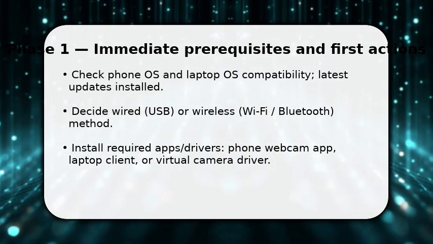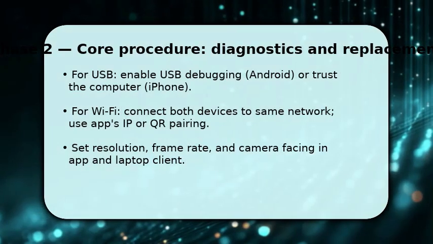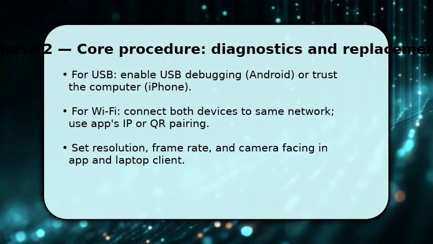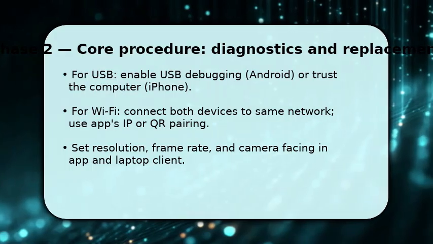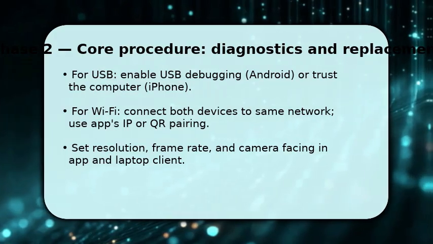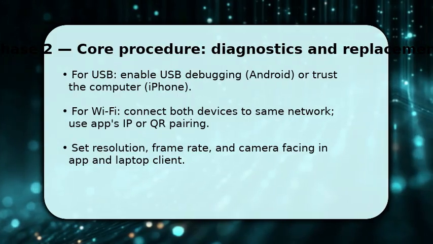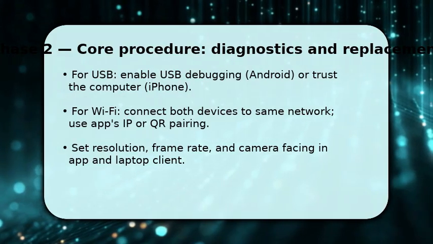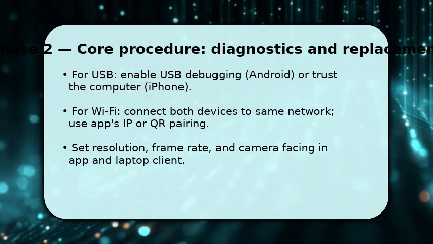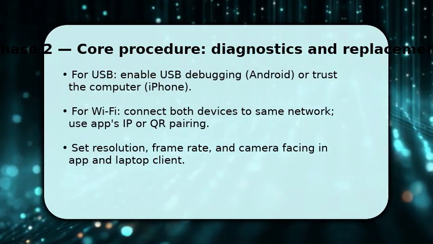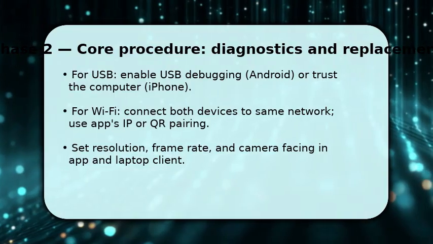Now you execute the connection. For USB, enable USB debugging on Android or Tap Trust on iPhone, then plug the cable in. For wireless, connect both devices to the same network, open the app, and pair via QR or displayed IP. This establishes the stream.